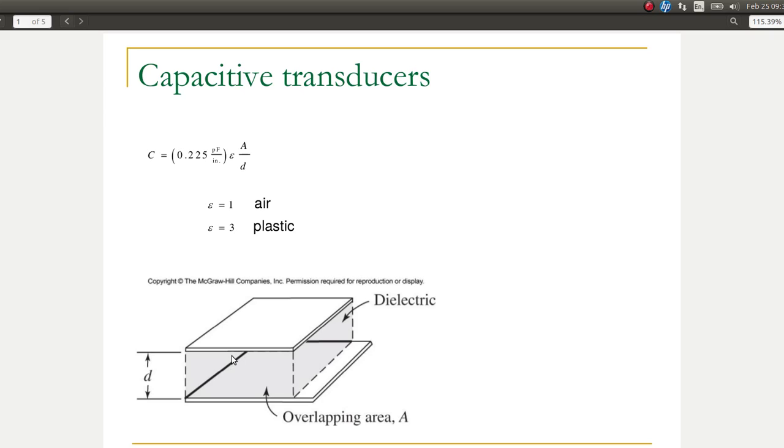So this can measure displacement in two different directions. You could move the plates in the direction parallel to the planes, in which case the overlapping area would change, or you could move them perpendicular to the planes, in which case D would change. And the sensitivity of the transducer will be different, so the capacitance will change at a different rate depending on which direction you're moving the plates. And you might also have some geometry concerns that would dictate which way you want to move the plates.